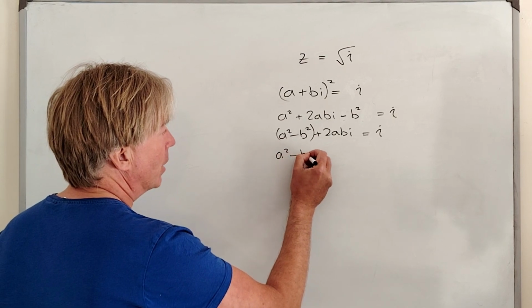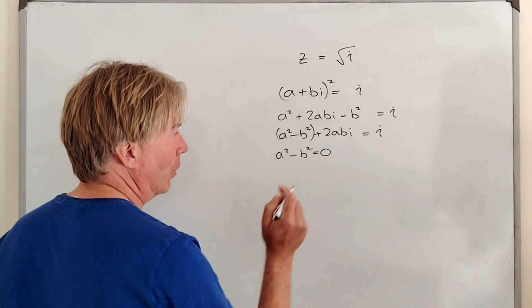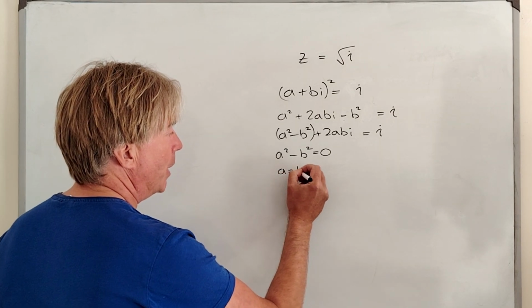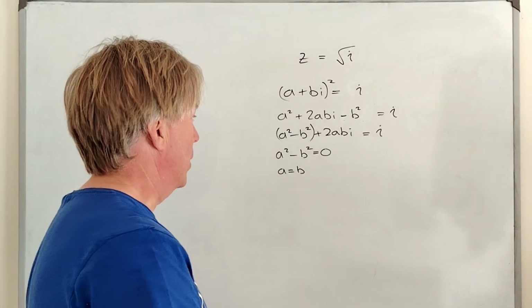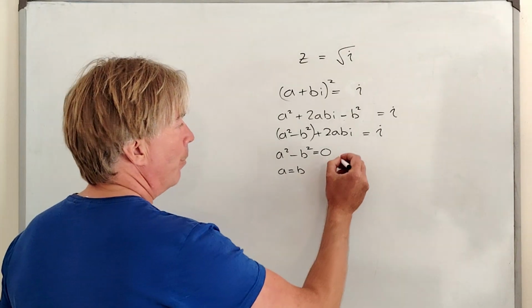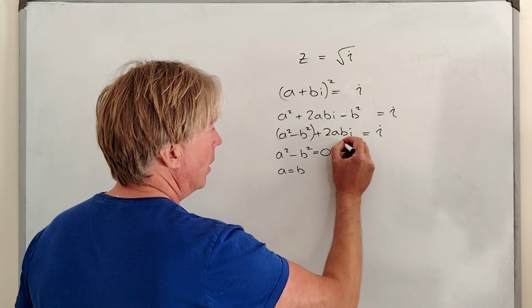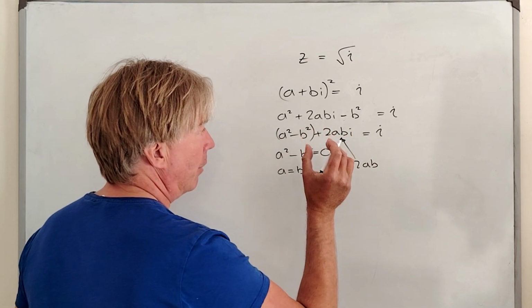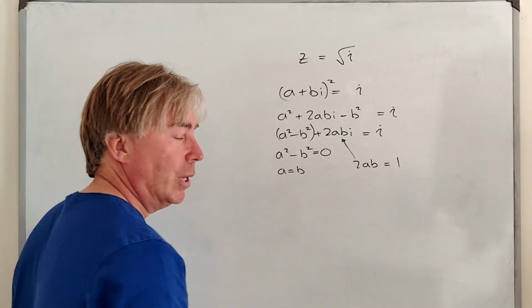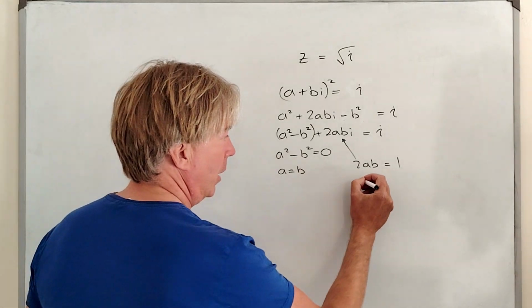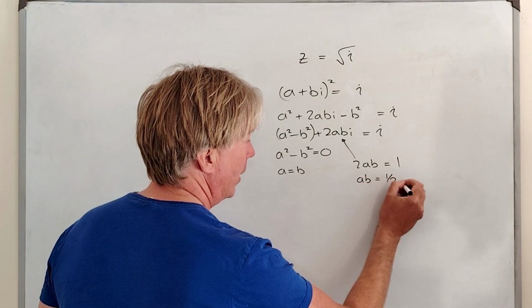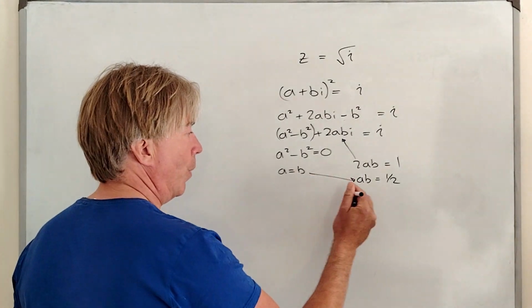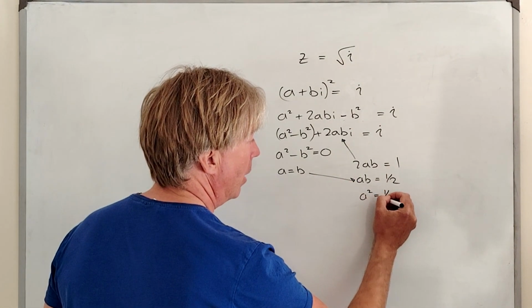So I know that a squared minus b squared must equal 0 because it's 0 on this side. Now, the only way for that to be true is if a equals b. So we've found something about this mystical number, but also we know here the imaginary part 2ab, the coefficient of i, must be equal to 1. So we can say that ab is equal to a half. And because we know a and b are equal, I'm going to set b equal to a, and I've got a squared equals a half.